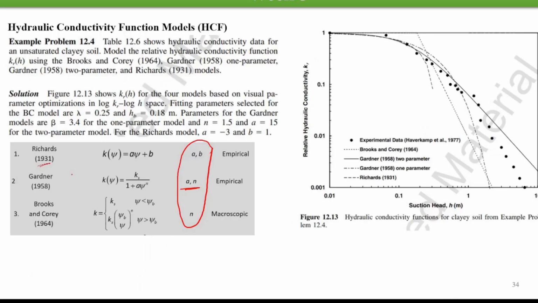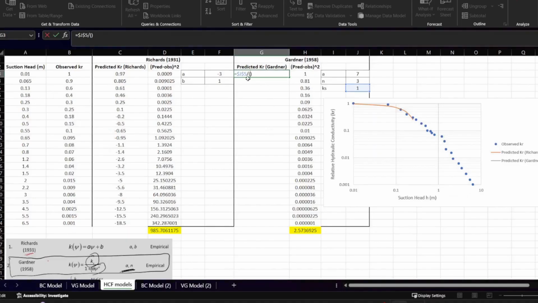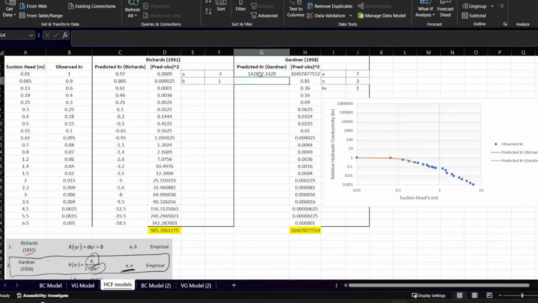This one, a psi to the power n, right? So let's move here and we will write the value of a as provided here. We'll log this, multiply the value of psi. The value of psi, the suction head, is given here. Then we'll click here and to the power n, and we need to log. Fine. So these are the values which we have obtained.